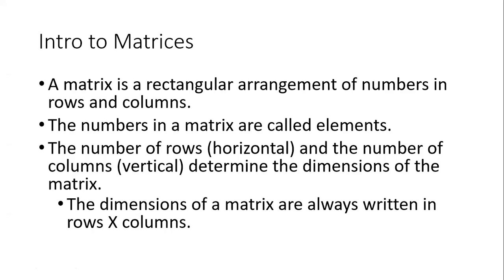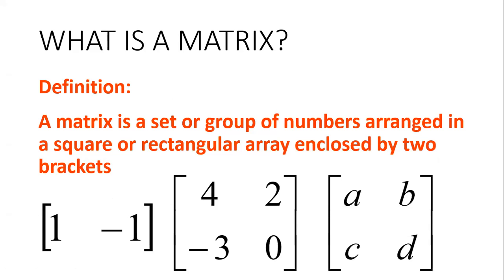So what are matrices? A matrix is a rectangular arrangement of numbers in rows and columns. The numbers in a matrix are called elements. The rows are horizontal and the columns are vertical. Determine the dimensions of the matrix. The dimensions of a matrix are always written rows by columns. So here's an example. It's just a group of numbers arranged in a square or rectangle enclosed by brackets. It can also be variables, which we'll learn in our next unit.